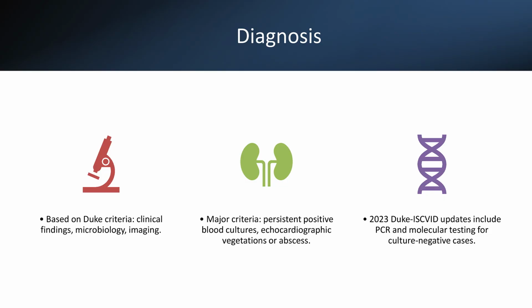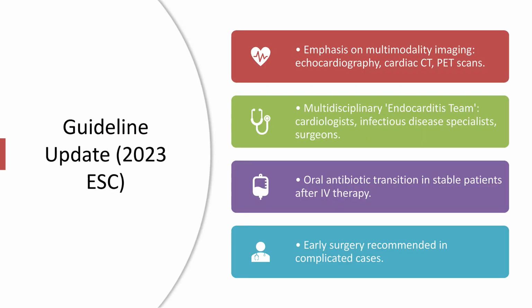Recent guidelines, particularly the 2023 recommendations from the European Society of Cardiology, introduce several important changes. First, diagnosis now relies on multimodality imaging, including echocardiography, cardiac CT, and even PET scans in selected cases. Second, management emphasizes a multidisciplinary endocarditis team, including cardiologists, infectious disease specialists, and surgeons. Third, selected stable patients may transition to oral antibiotic therapy after initial intravenous treatment. And importantly, early surgery is now recommended without unnecessary delay in complicated cases.